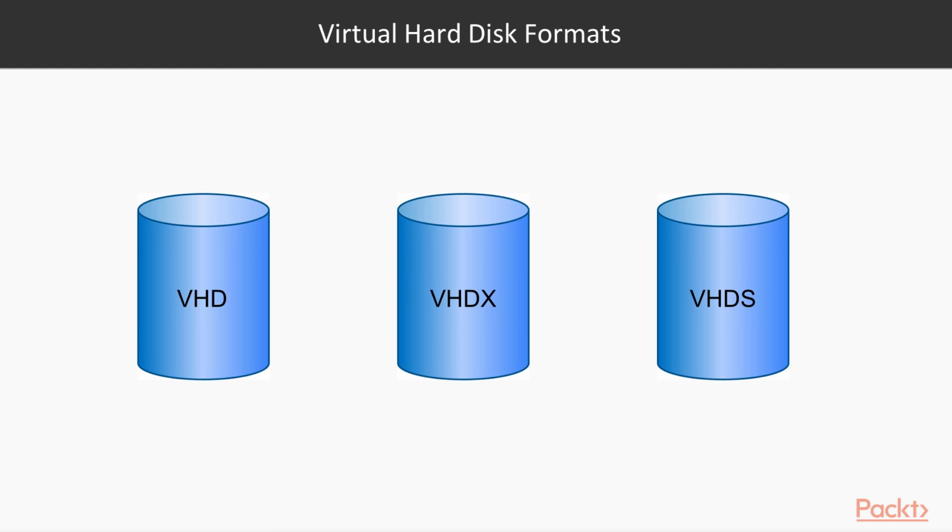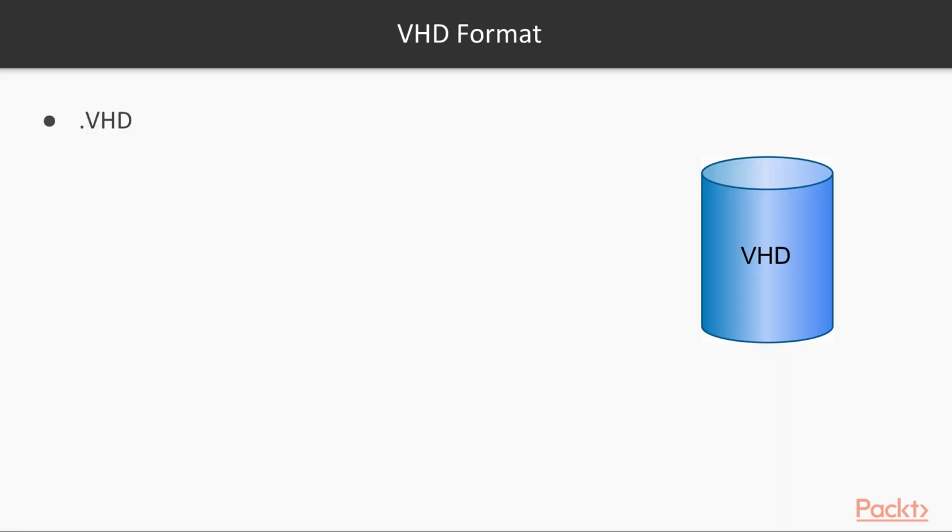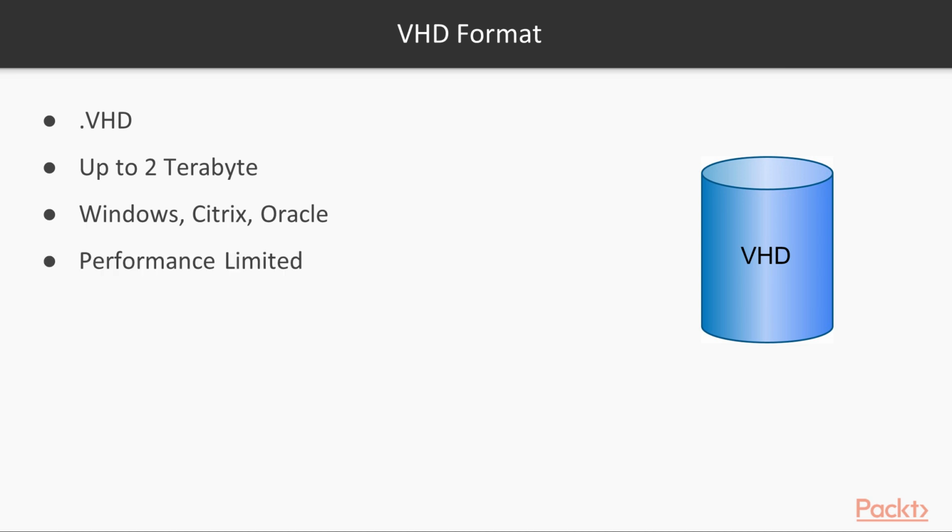There are three types of virtual hard disk formats: VHD, VHDX, and VHDS. VHD is the original format introduced with Hyper-V in 2008. The VHD format is limited to 2 terabytes, but it is compatible with both Citrix and Oracle, in addition to Windows. Additionally, VHD does not have any built-in data protection, and it's not able to track disk metadata.